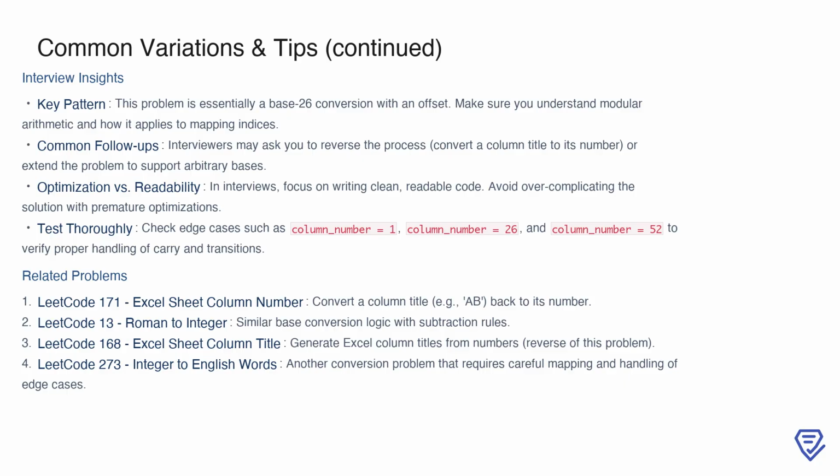When writing your solution, prioritize clean, readable code over premature optimizations. A clear implementation is particularly valuable in interviews, where clarity often matters more than squeezing out minor performance gains. Finally, testing is key. Make sure to check edge cases like column numbers 1, 26, and 52, as these involve transitions where carry handling is critical. This thorough testing approach helps ensure your solution is both correct and reliable.